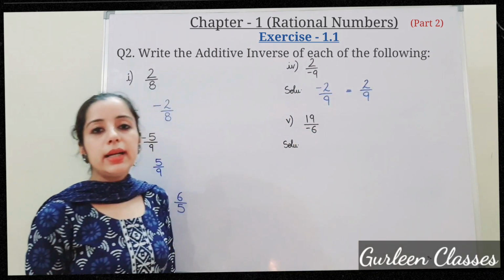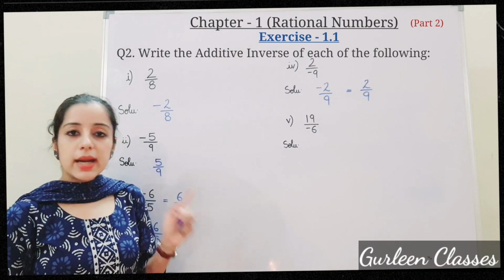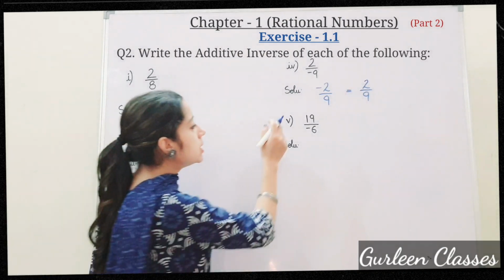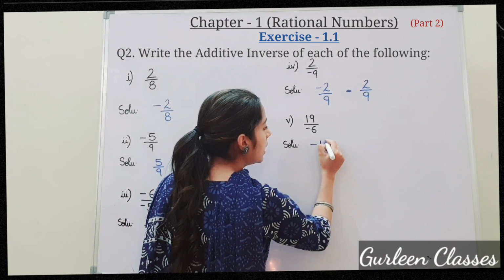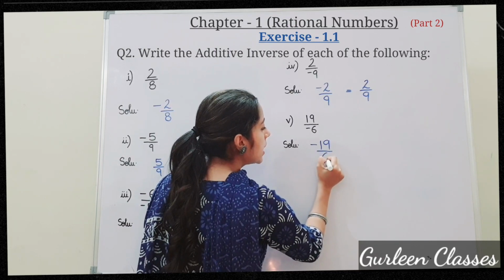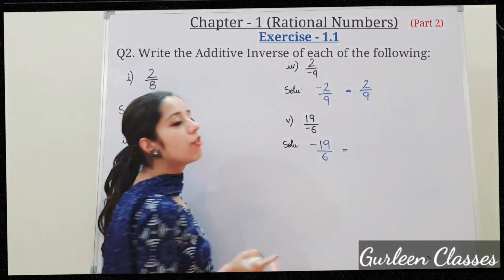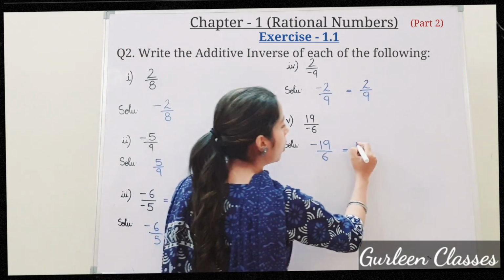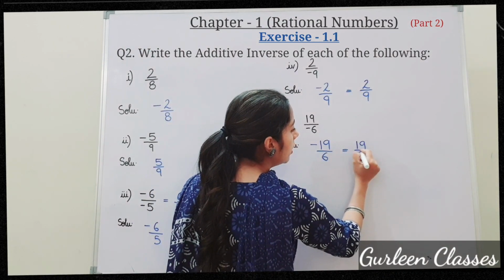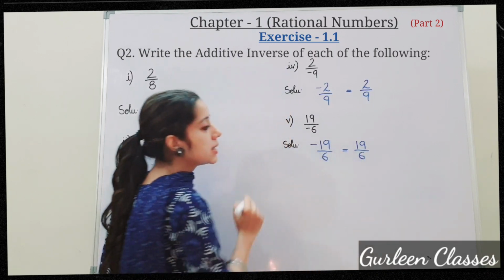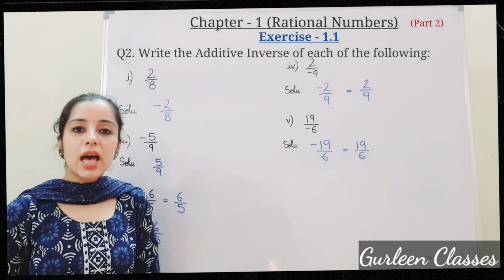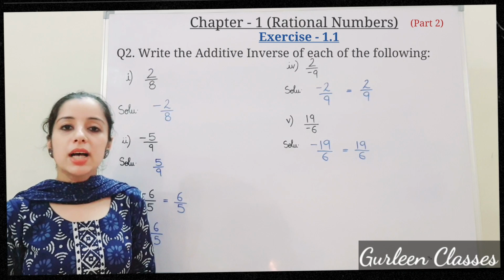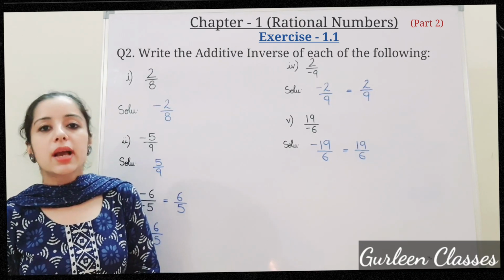Fifth part, 19 upon minus 6. Let us write in the standard form. So it will become minus 19 upon 6. And the additive inverse of minus 19 upon 6 will be positive 19 upon 6. So write here 19 upon 6. In additive inverse, you just have to change the sign. Plus will become minus, minus will become plus.